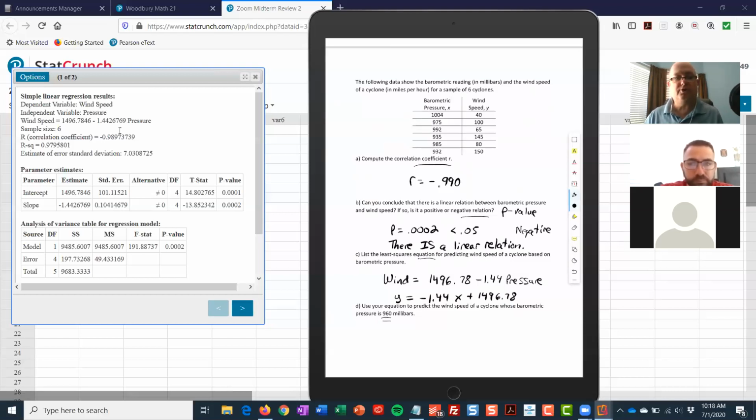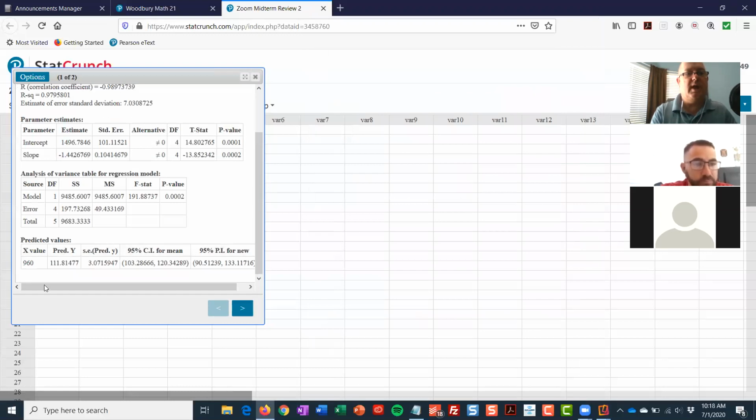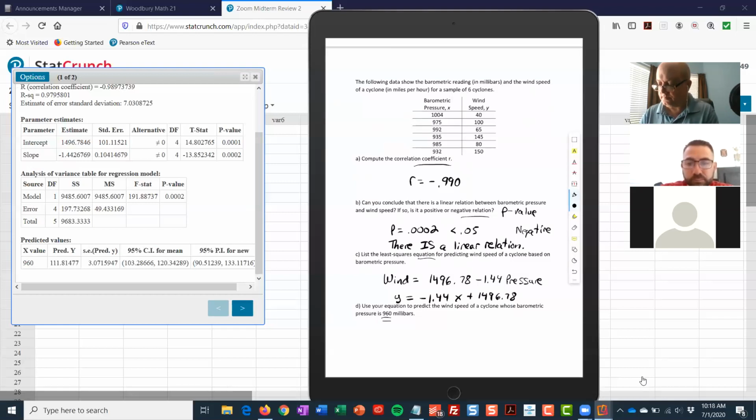Finally, use the equation to predict what happens at 960 millibars. Let me scroll down a little bit. And where it says the x value was 960, the predicted value of y is 111.8. Mark that down.